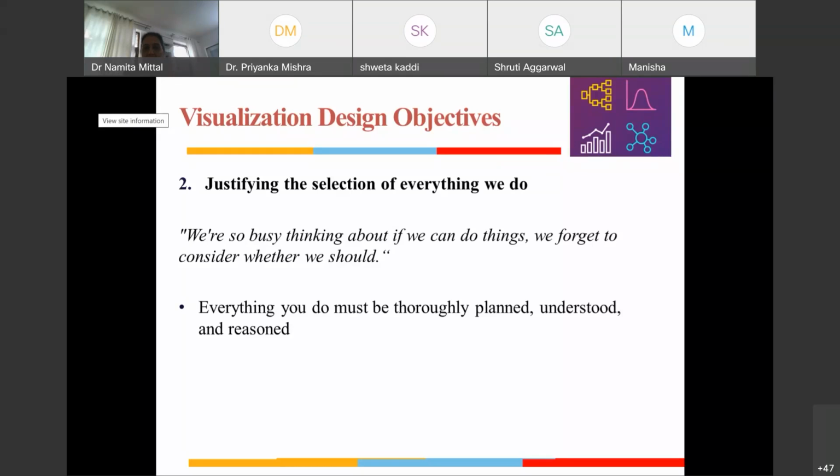The same thing happens with the visualization. Should I make a pie chart, a bar chart, or a line chart? This one will have this problem, this one will show something else, something like that. So justifying the selection of everything we do. Lots of ample choices we have always, but we choose one. We have to choose only one.